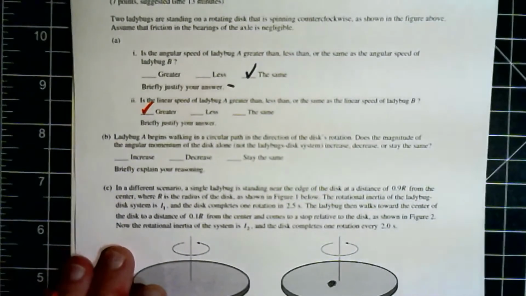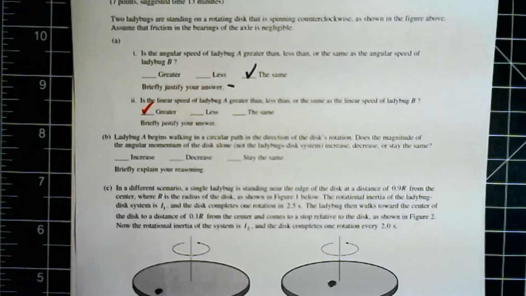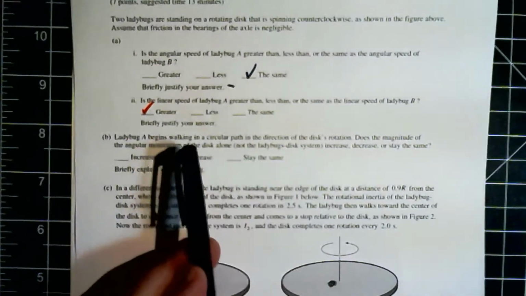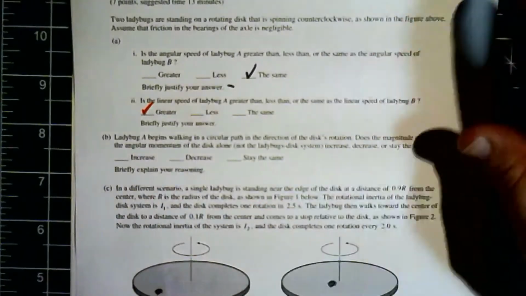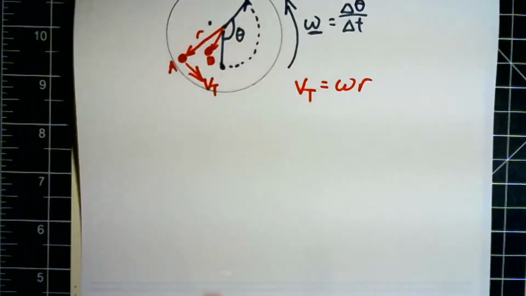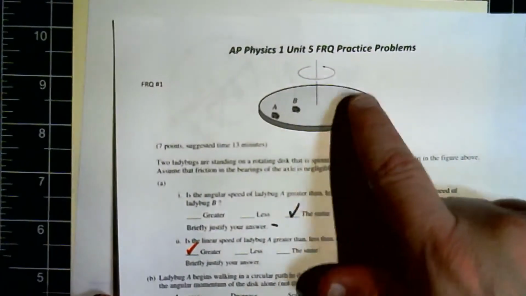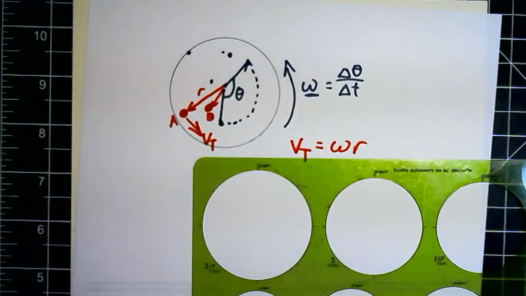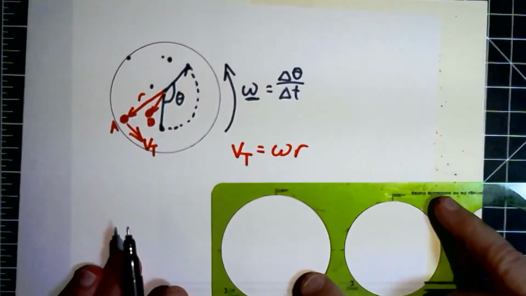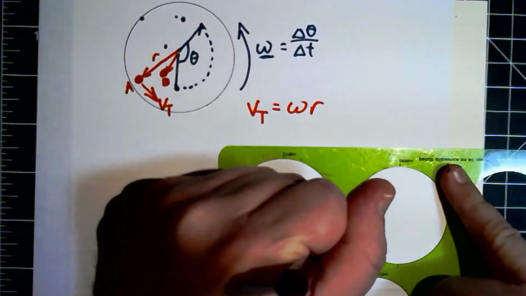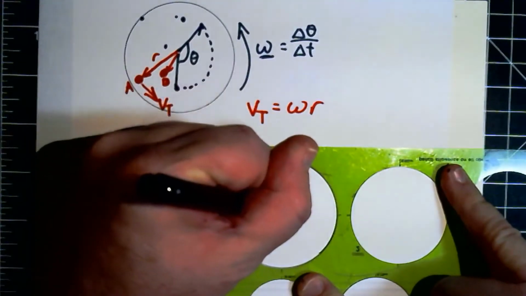Question B says, ladybug A begins walking in a circular path in the direction of the disk rotation. Does the magnitude of the angular momentum of the disk alone, not the system, but just the disk, increase, decrease, or stay the same? This helps to see it as its own little diagram. Anytime you see problems like this where they're drawn at an angle, redraw it as an overhead view. I think you'll be able to see it a little bit better.